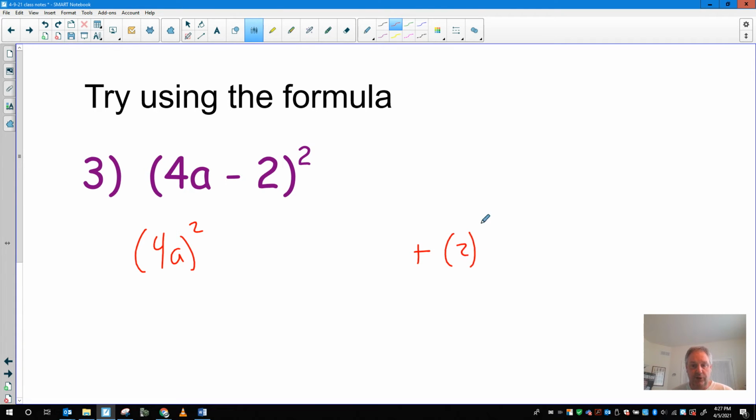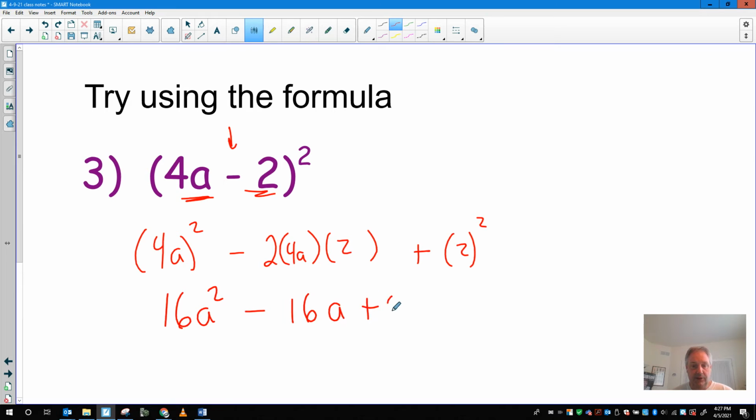Now, you can just do the 2 squared in your head. I'm just going to write what's happening. And then the middle, if this is minus, it's going to be minus 2 of the same thing. So I'm going to have 2 times these two things. So this would be like the outers and inners. So it's 2 times 4a times 2. So this gives me 16a squared minus 2 times 4 is 8. 8 times 2 is 16a plus 4.